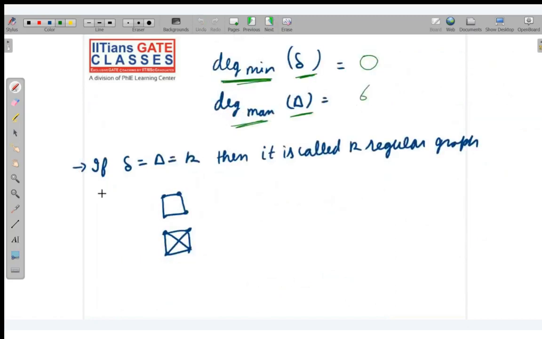Another term is coming. If minimum degree is equal to maximum degree, equal to a constant k, then we will call it a k regular graph. For example, here each and every vertex has degree 2, so it is a 2 regular graph. Each and every vertex has degree 3, so it is a 3 regular graph. Is it okay?